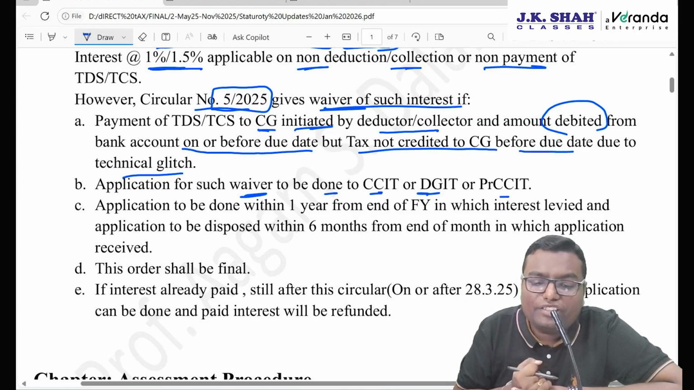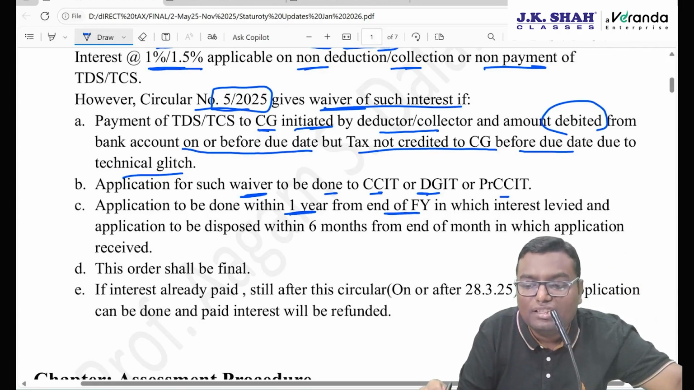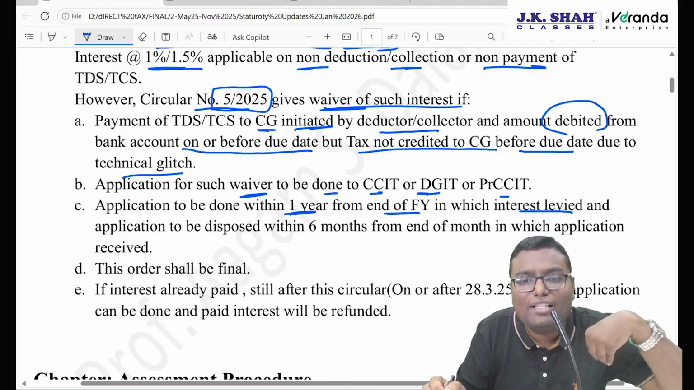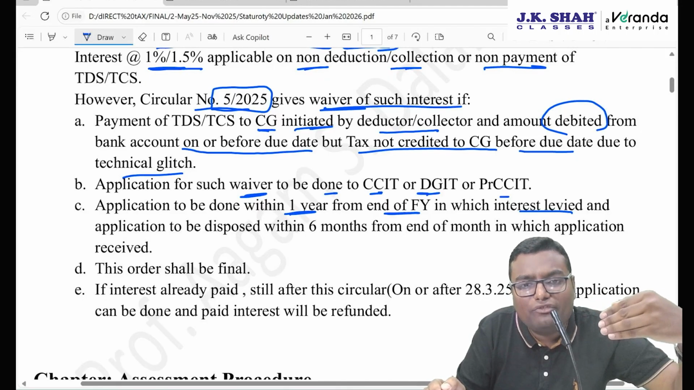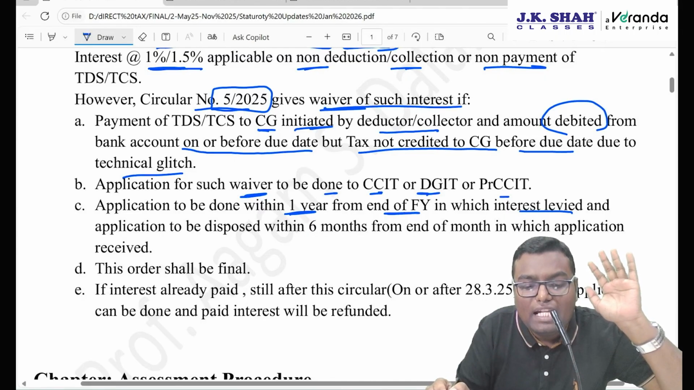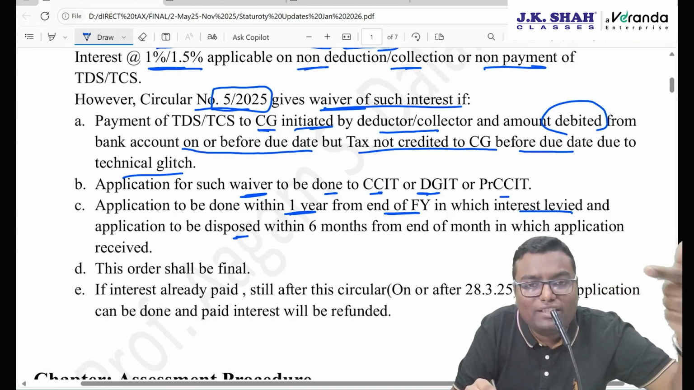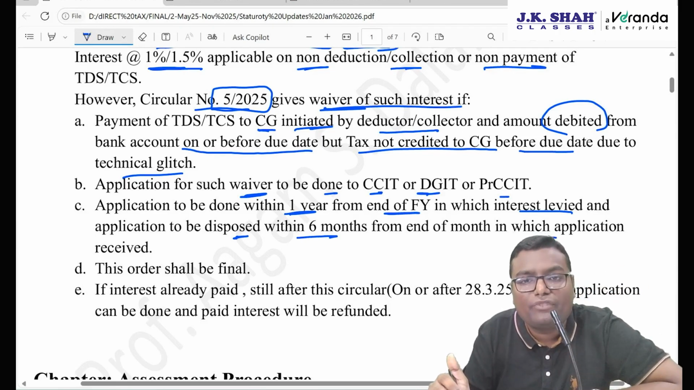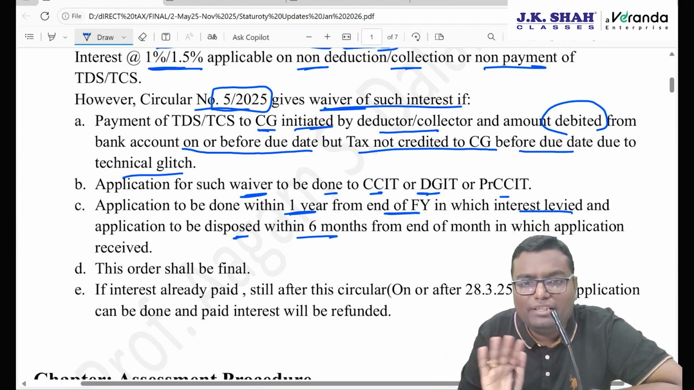Application to be done within 1 year from the end of the financial year in which interest is levied, meaning the year in which you have received this demand notice. From the end of that financial year up to 1 year, you can make this application for the waiver. And that application is to be disposed of by the authority within 6 months from the end of the month in which the application is received. So this time limit must be clear to you.